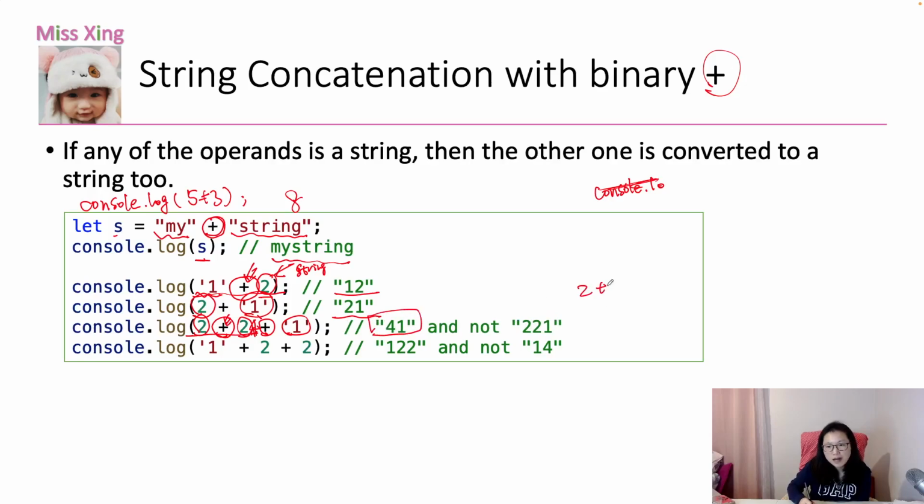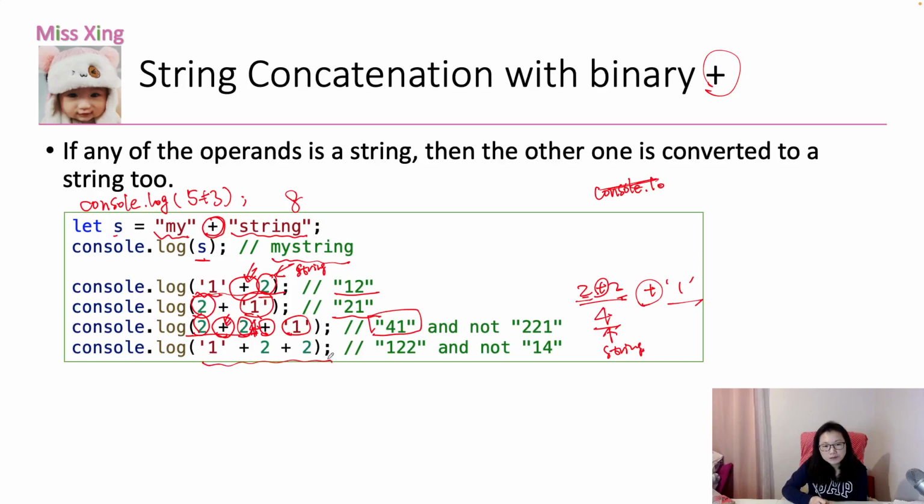Because for 2 plus 2, we only take a look at what's the type of both sides. Both sides are numbers, so it's going to become 4. But after that, for this binary plus sign, this side is a number and this side is a string, so 4 will be converted into a string, and a string plus 1 string is "41".